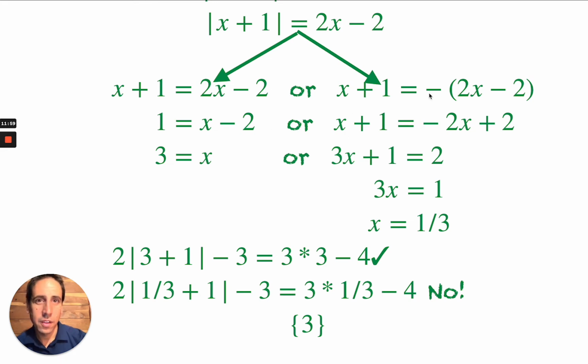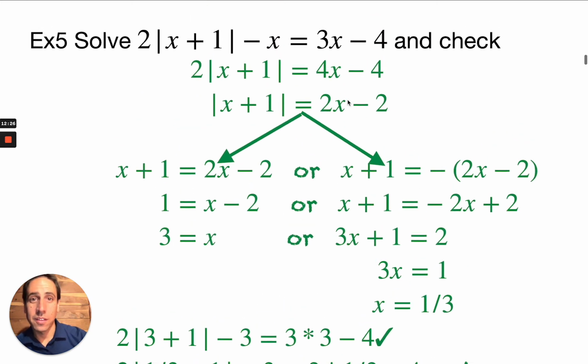Over here, when you write the negative version, it's negative and then the entire right-hand side. So that's 2x minus 2. And distributing, you get negative 2x, and then the subtraction turns into addition. You can add 2x to both sides and subtract 1, and you get 3x is equal to 1, or x is equal to 1/3.